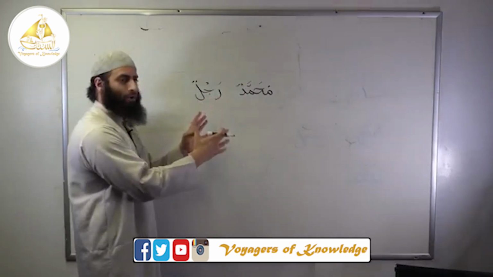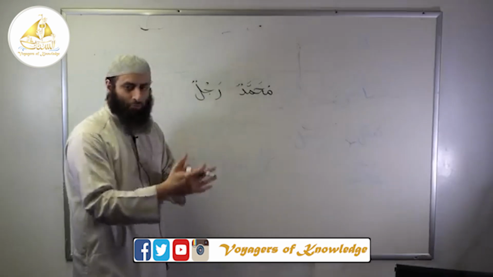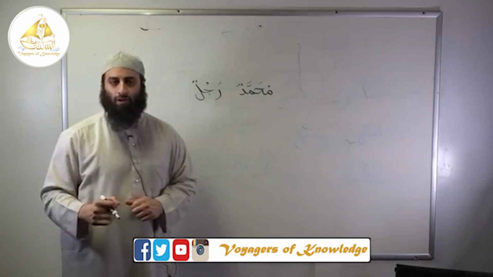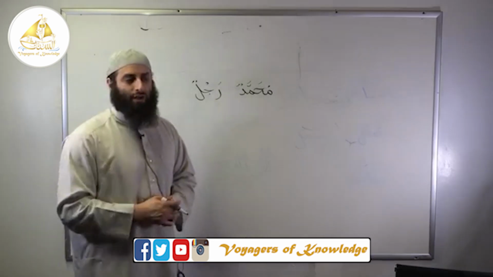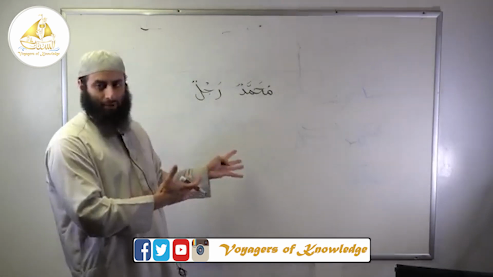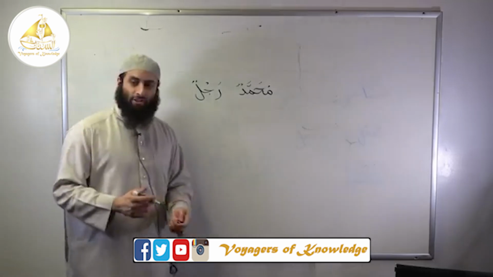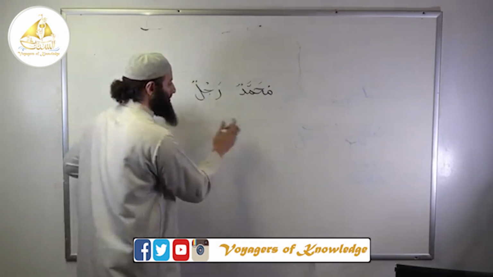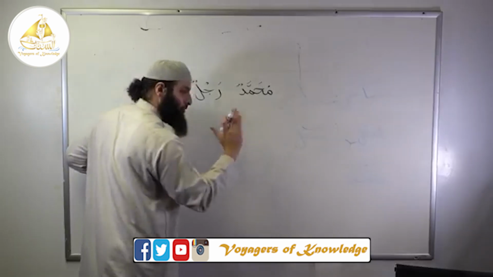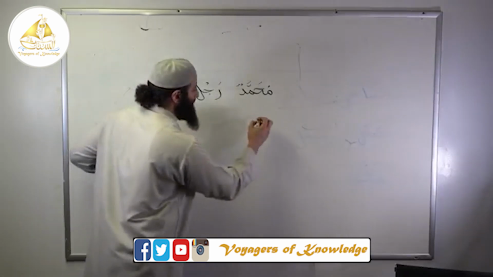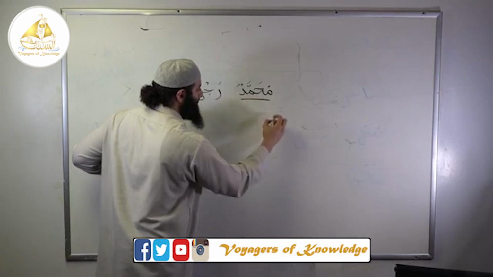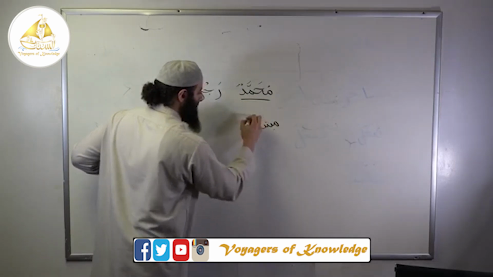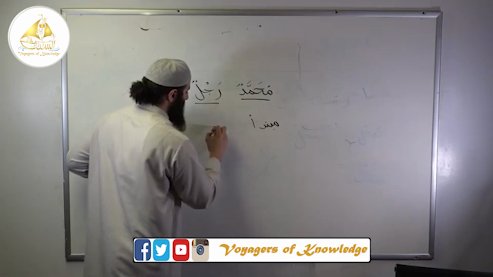This is what is called jumla ismiya. A jumla that starts with an ism. A sentence that starts with a noun. That's what that means. Sentences that start with a noun, ismiya, they always have to have two things. Something called a mubtada and something called a khabar.